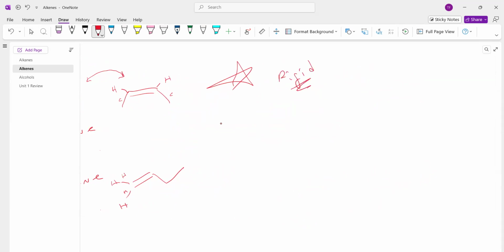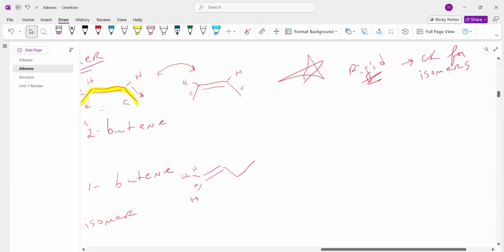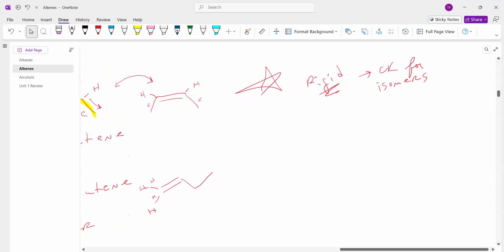Rigid structures, check for isomers. Okay, double bond is rigid. Check for isomers. Now we're going to find this is true throughout, it'll be true for unit 1, 2, 3, and 4, not 5.